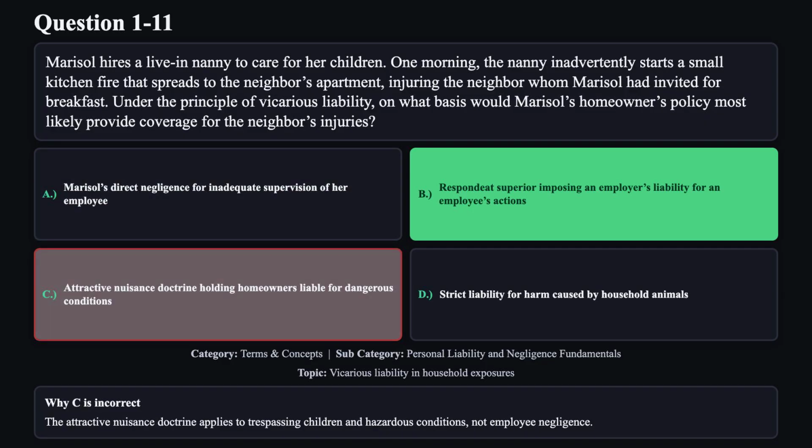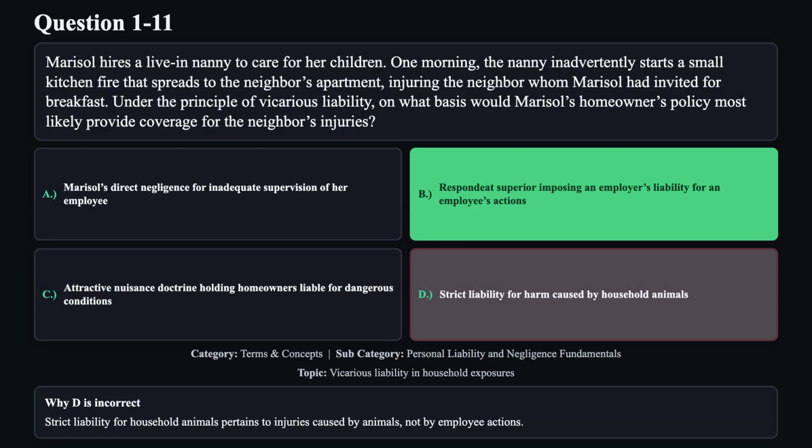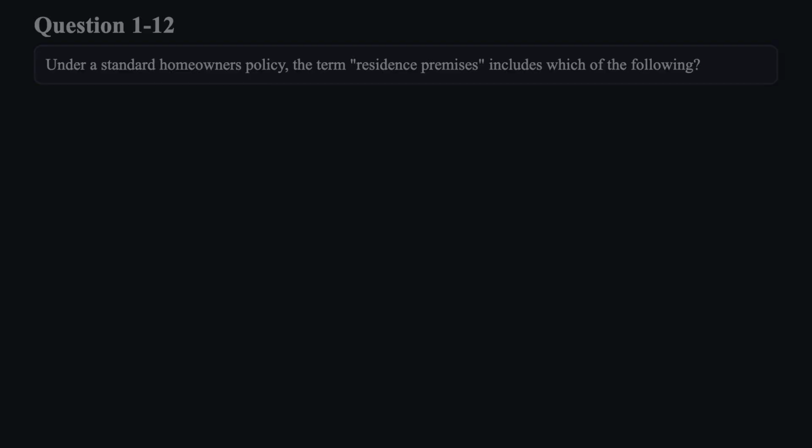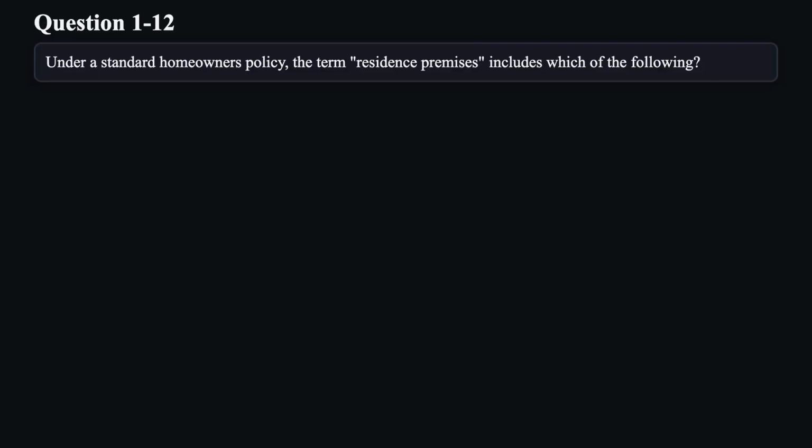Reason C is not correct. The attractive nuisance doctrine applies to trespassing children and hazardous conditions, not employee negligence. Reason D is not correct. Strict liability for household animals pertains to injuries caused by animals, not by employee actions. Question 12. Under a standard homeowner's policy, the term residence premises includes which of the following?